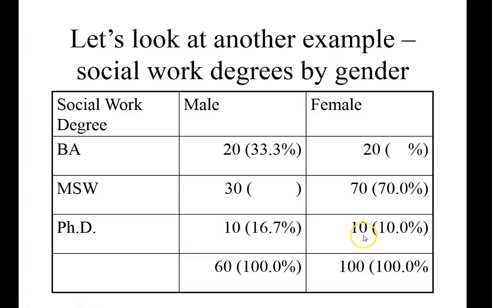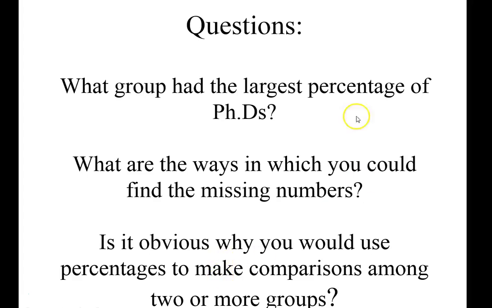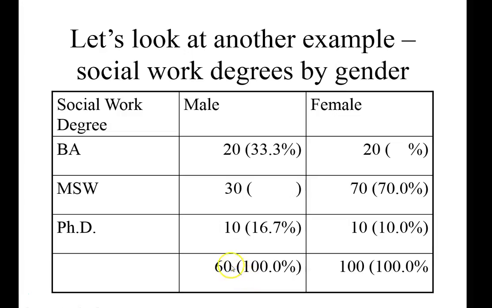If you look at it, they both had the same number, but males had a higher percentage of PhDs because we're looking at fewer males. So if we answer that, what had the largest percentage? Well, your percentage would obviously be males.